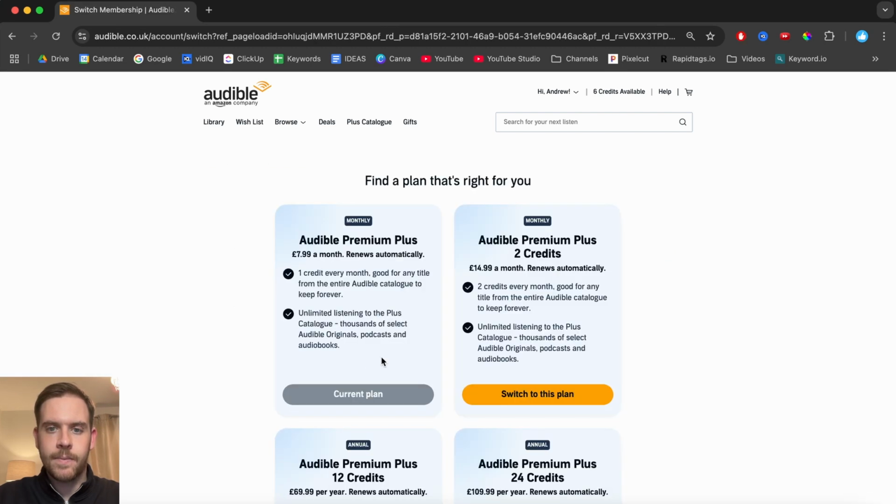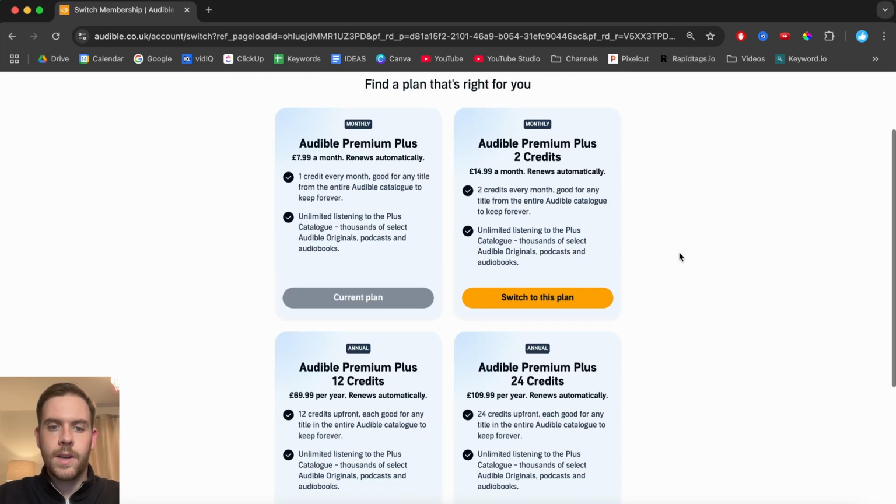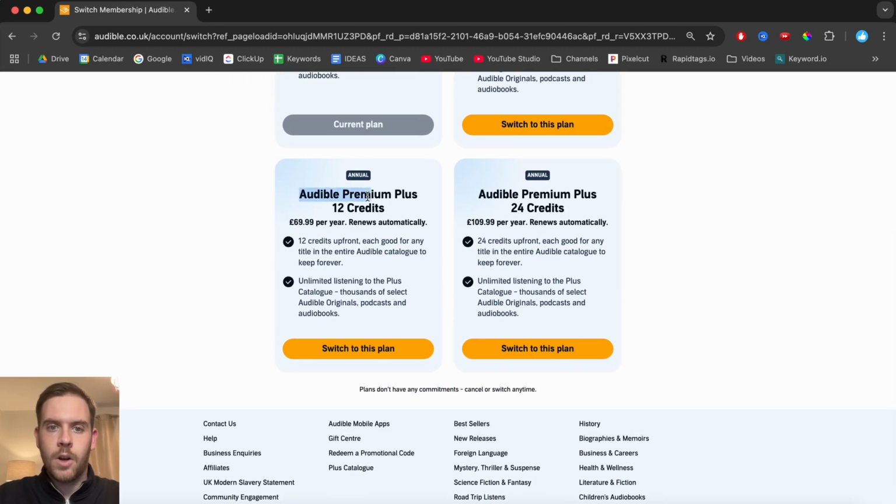Press that. And the current plan that I'm on is this one right here, Audible Premium Plus. And you get 1 credit every month, unlimited listening to the Plus catalogue for a fee of $7.99 per month. However, you could upgrade to Audible Premium Plus 2 credits for $14.99 per month, or scroll down and there's some different options in here. Audible Premium Plus 12 credits for $69.99 per year. And finally, Audible Premium Plus 24 credits for $109.99 per year.